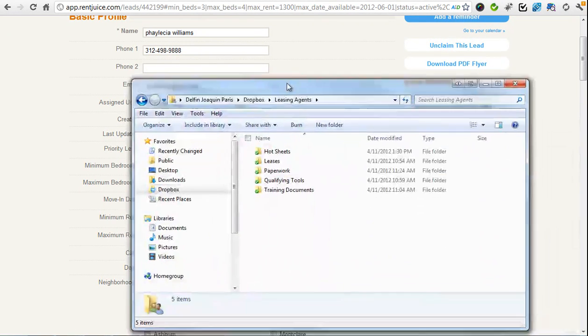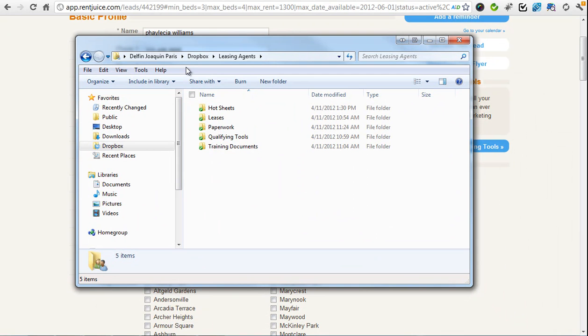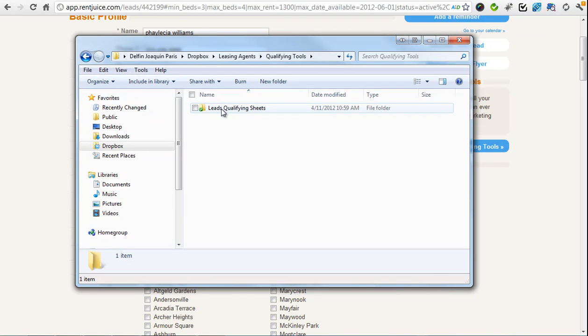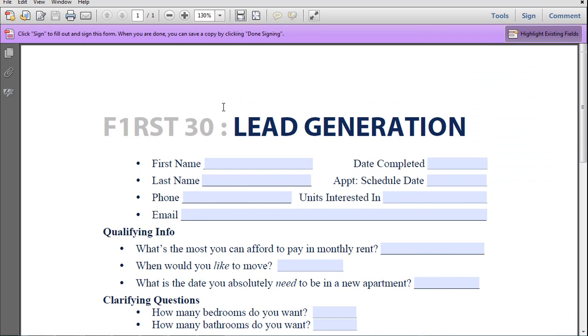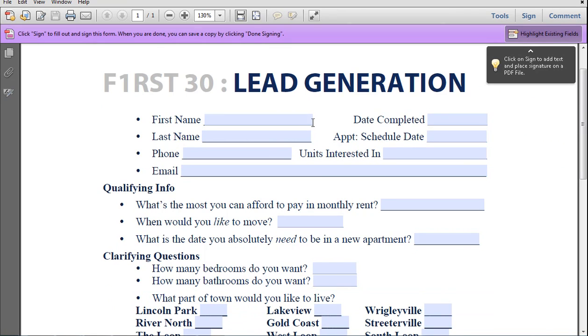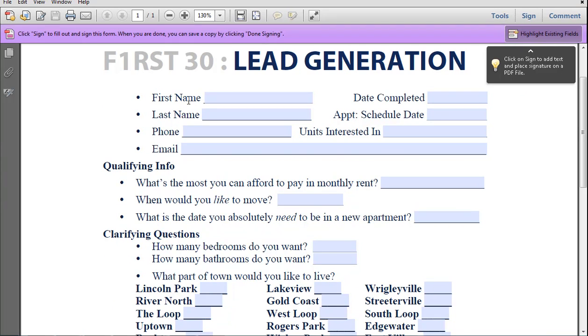Now this form, once you've installed Dropbox onto your computer, is in Dropbox, then leasing agents, and then qualifying tools. Go to lead qualifying sheet, and there it is right here. So we pull this up, and we've got this now here in the system, which is their first name, their last name, all of that information you're going to ask.